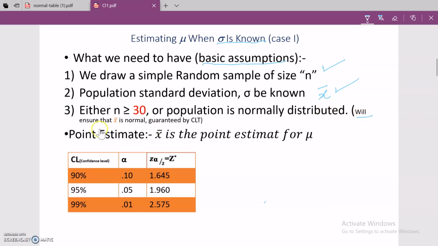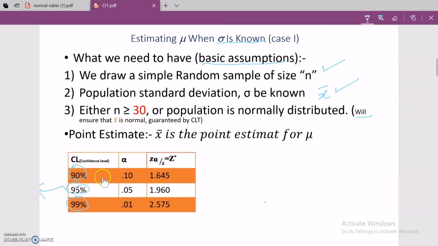So this will ensure that the sampling distribution is normal, and this is guaranteed by the central limit theorem. And remember that x bar, which is the sample mean, is the point estimate for the population mean. Now, in this particular chapter, I will talk about the three confidence levels, and these are 90%, 95%, and 99%. These are the three confidence levels which we will see often. Out of these, 95% is the most frequently used confidence level.